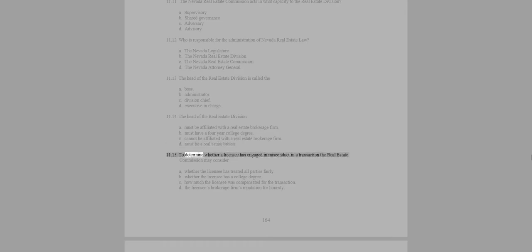11.15 To determine whether a licensee has engaged in misconduct in a transaction, the Real Estate Commission may consider A. Whether the licensee has treated all parties fairly. B. Whether the licensee has a college degree. C. How much the licensee was compensated for the transaction. D. The licensee's brokerage firm's reputation for honesty.